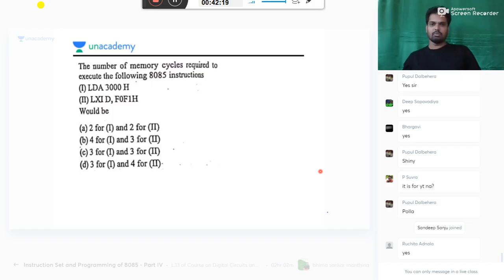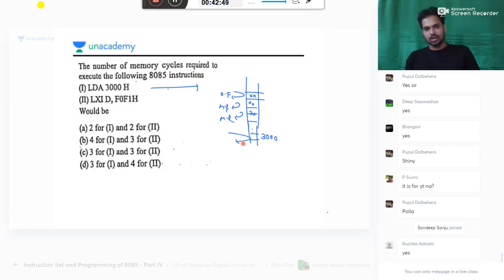Even if you don't remember, no problem. From the instruction itself you can work it out. LDA 3000: it will do an opcode fetch, then 3000 will be read, that is a memory read. Then load the accumulator from 3000, so at 3000 it will read.